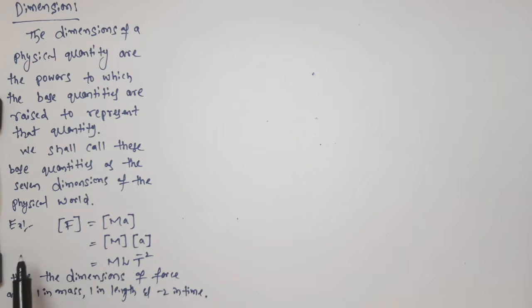So here if we take an example, force. What is force, guys? It's the product of mass and acceleration. If you want to write the dimensions of force, force is the product of mass and acceleration, so we need to write the dimension for mass individually and acceleration individually. For mass we have M, for acceleration the dimensions are L T power minus 2. Now we can say that the dimensions of force are 1 in mass, that is M power 1, and 1 in length, L power 1, and minus 2 in time. So these are the dimensions of force.